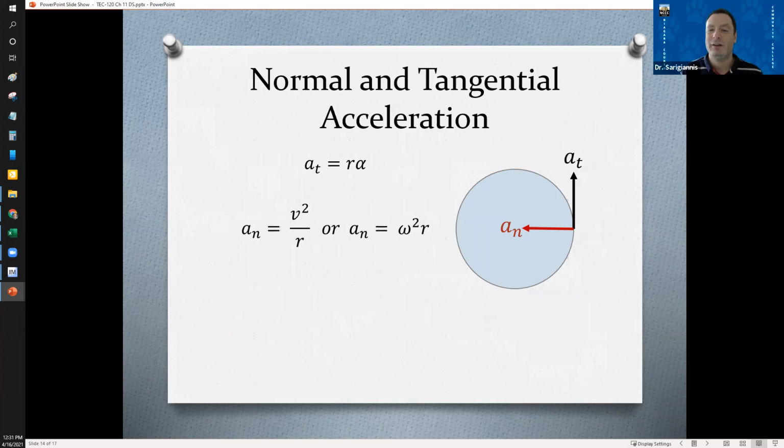This is probably the most challenging concept for people to get their heads around, this acceleration in angular coordinates, just because there's always this normal component and this tangential component. Now, sometimes the tangential component can be 0, right? Let's look at the values. The tangential component is r times alpha. The normal component is v squared over r.